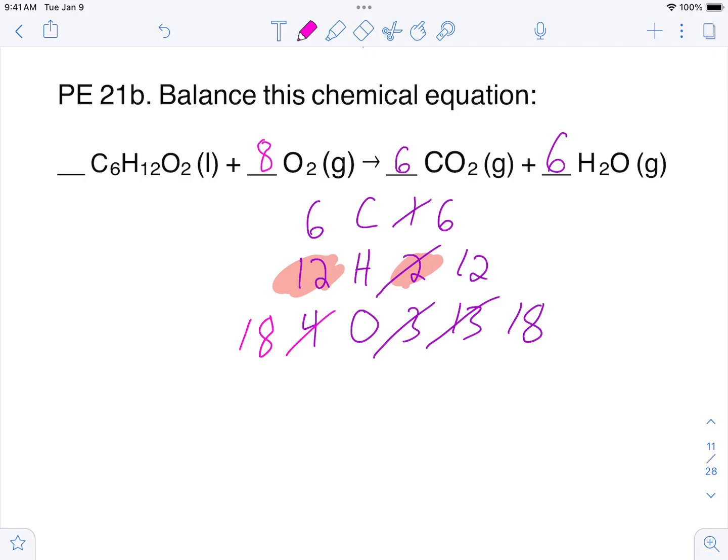There's no coefficient in front of the C6H12O2, so it's understood to be a 1 there. So you can put a 1, or you don't have to put anything. Either way is okay. I cannot reduce any of these coefficients because of that 1. They are not all divisible by anything other than 1. So that is reduced all of the way, and that's completely balanced.